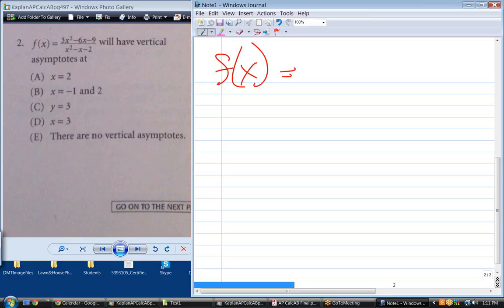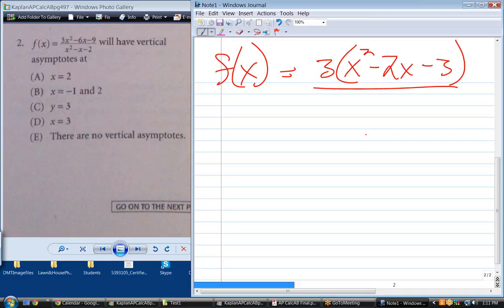First of all, look at that function and tell me what we should do first. Simplify it. Factor it. Right. Factor the numerator and factor the denominator. Well, let's start with the numerator. What can I do very first thing? Take out 3. Okay, so I have 3 times x squared minus 2x minus 3.